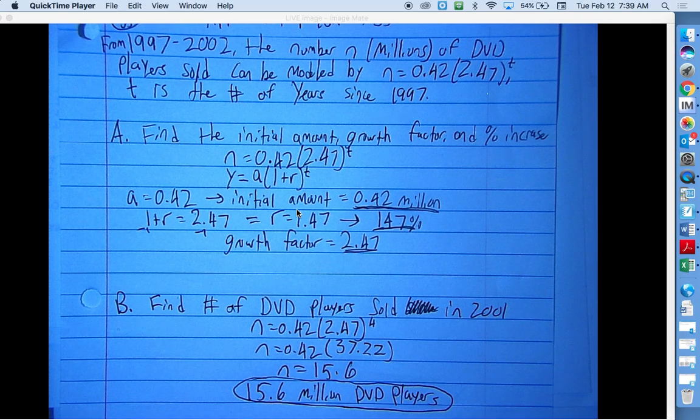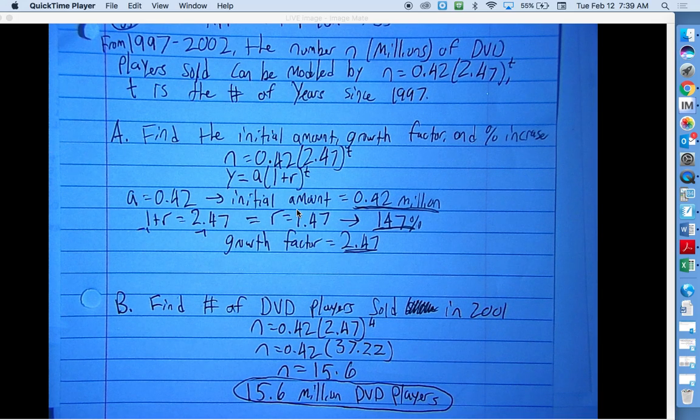So just kind of reiterating, awesome job, Connor. The difference between what everything means: the number in front is the initial amount. The problem was given in millions, so make sure that you're labeling that. That's not just 0.42, it's 0.42 million. You could write that as well as 420,000 instead of 0.42 million.